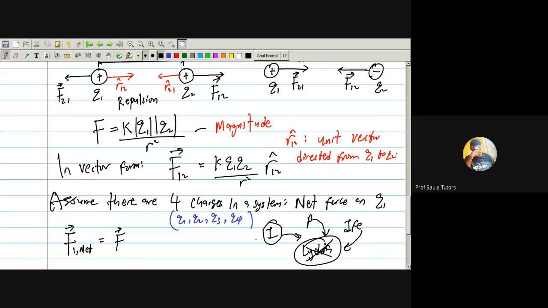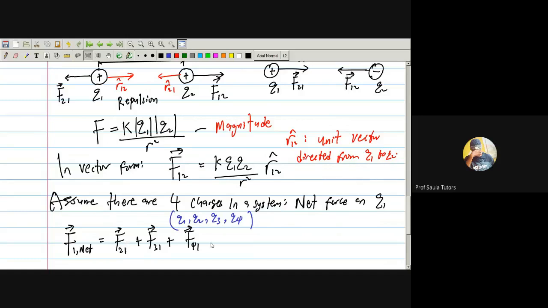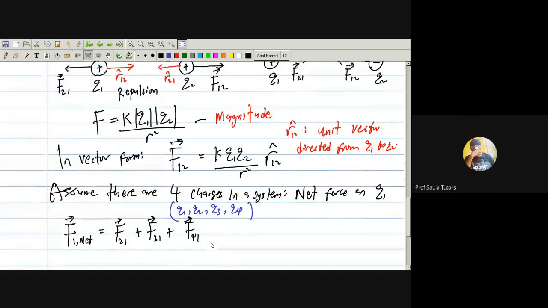So I'll add all of them together in vector form. That is the force of charge 2 on 1 plus the force of charge 3 on 1 plus the force of charge 4 on 1. Are we together? Yes. So you add the forces together, everything in vector form, then you can find the net force. I think that is clear. So that is on this.